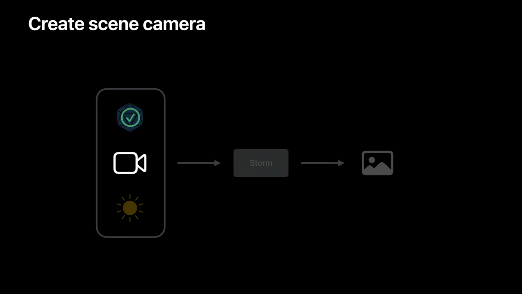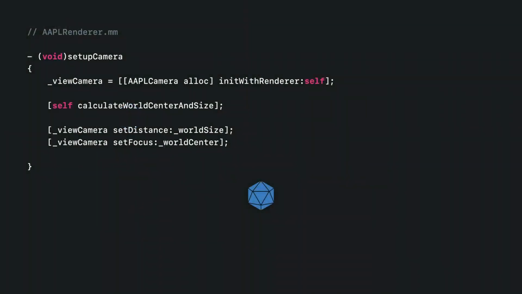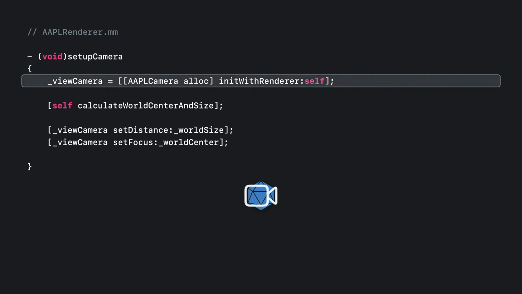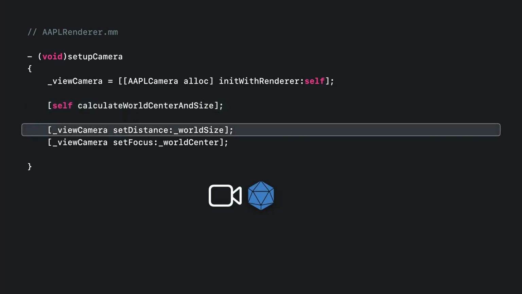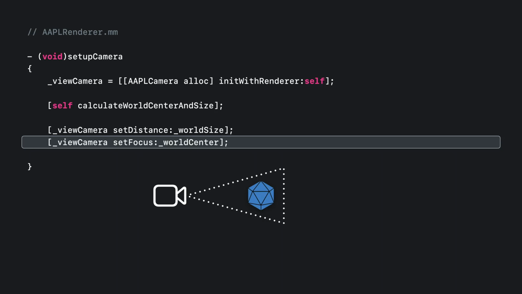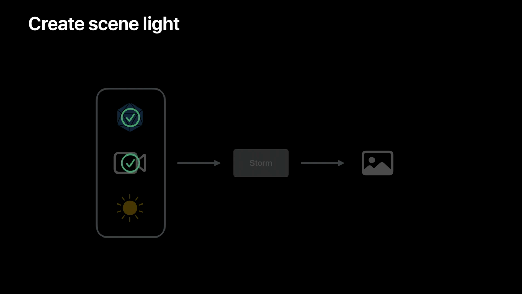Next, we set up our camera. In our code, this is straightforward. In setupCamera, we first create a new scene camera. Then we calculate the world size and center based on our scene. Next, we move our camera to a good distance and then focus on the center. This way our camera captures the whole scene. Great, now we have our camera setup.